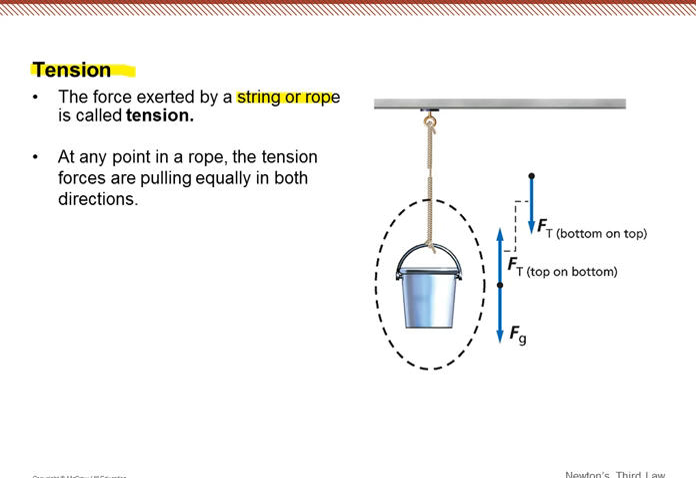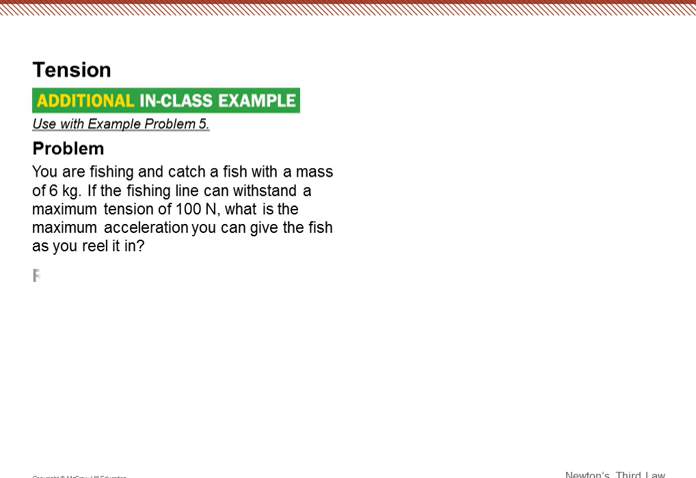And so we call this force that is exerted up from the rope onto the bucket the tension force. And one of the things that we need to keep in mind is that the tension in the bottom is going to equal the tension in the top. So that force that pulls up on the bucket is the same force that pulls down on the ceiling.